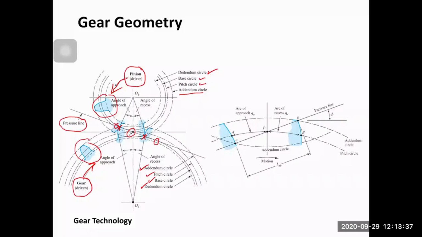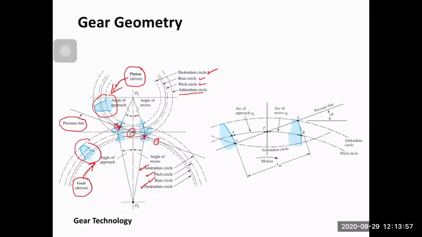It is defined as the line of action or pressure line because the forces between the 2 teeth happen along this line. They push each other, the pinion teeth and the gear teeth, along this line.